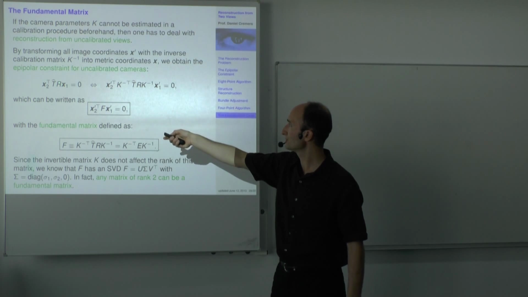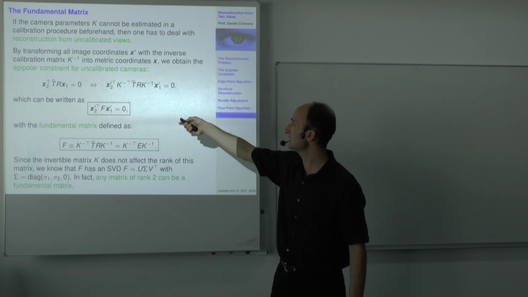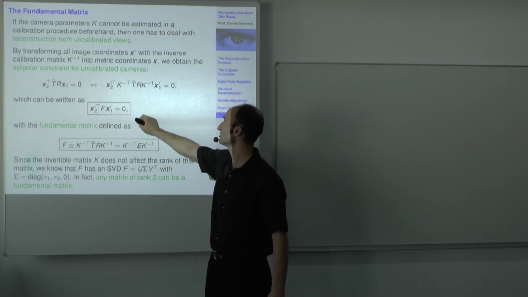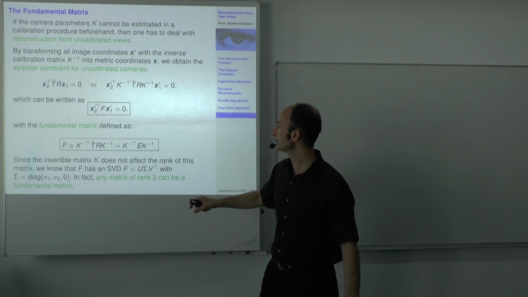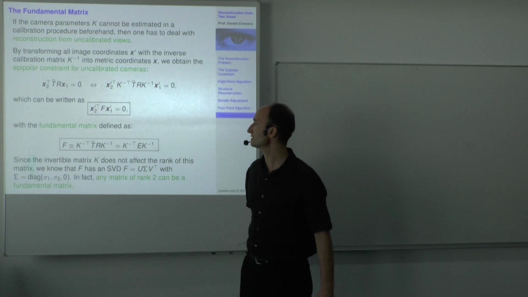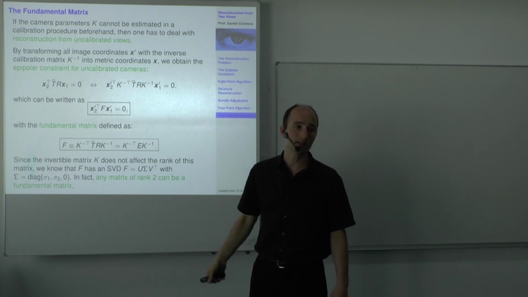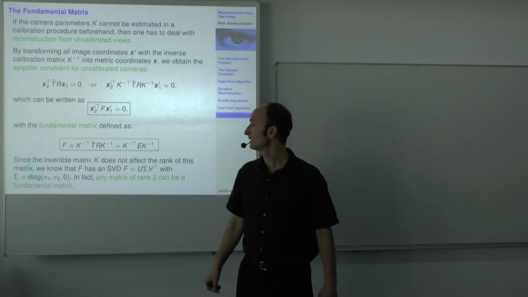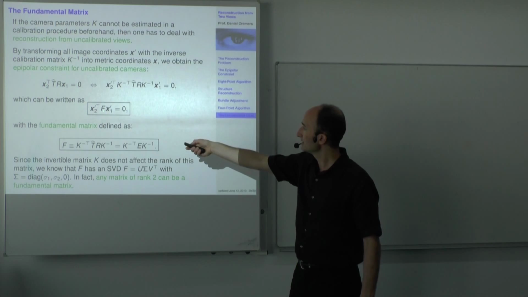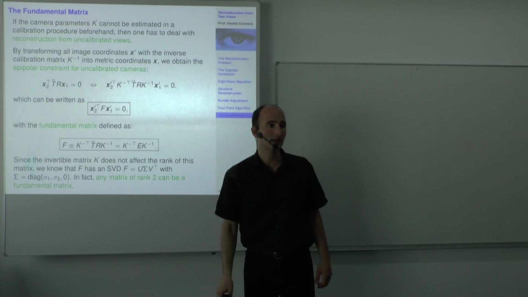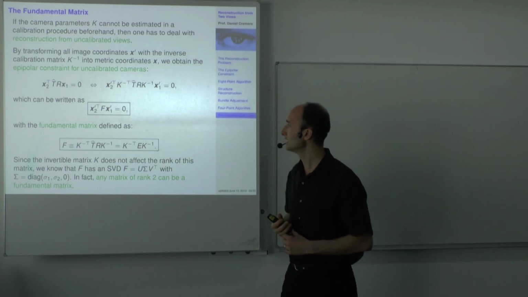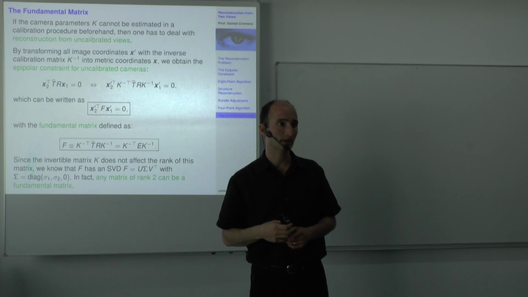But in addition to T hat R, we have K to the minus T, that is K to the minus 1 transpose, and here K to the minus 1. So we multiply from left and right with K to the minus 1 transpose and K to the minus 1, multiply this essential matrix E. And that matrix that we obtain, we can compactly write in this way. So we have these image or pixel coordinates in the first and the second image, and we have in between a 3 by 3 matrix F, and this matrix is called the fundamental matrix.